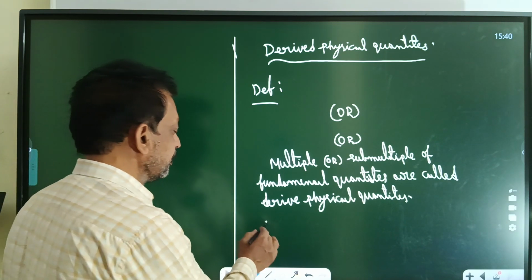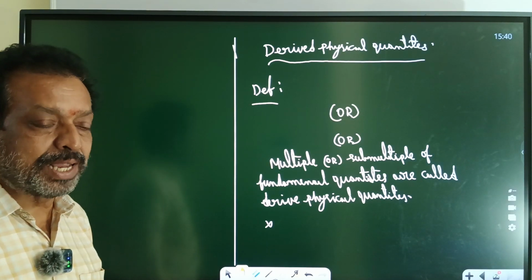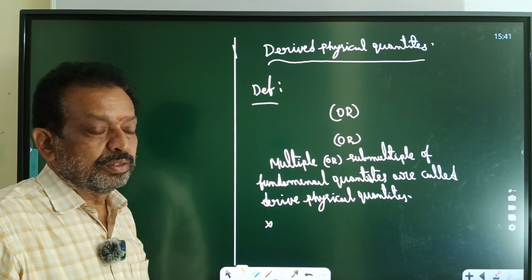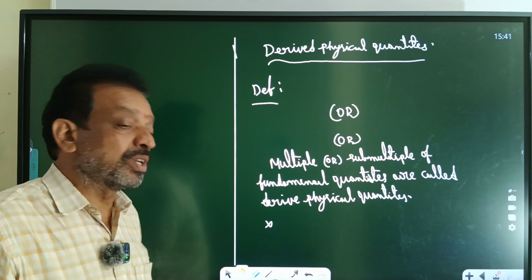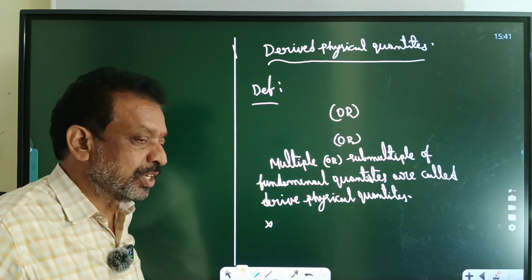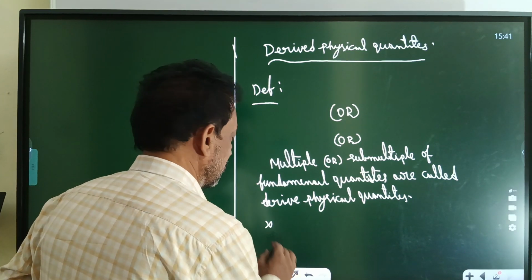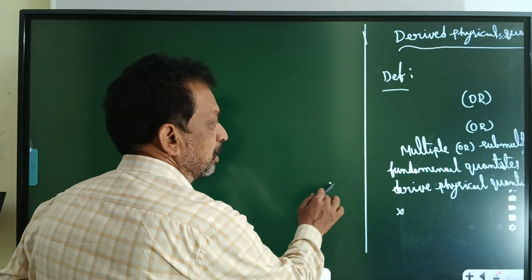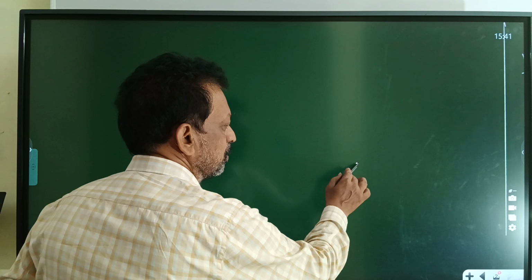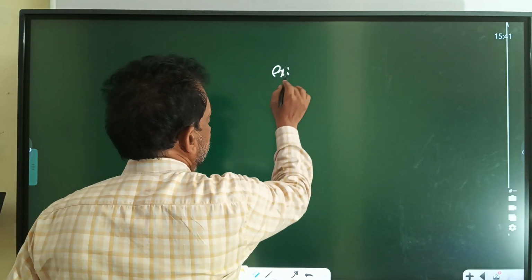So derived quantities may be scalar, vector, or tensor. Now write examples. Just a few examples. Dependent quantities are called derived quantities.